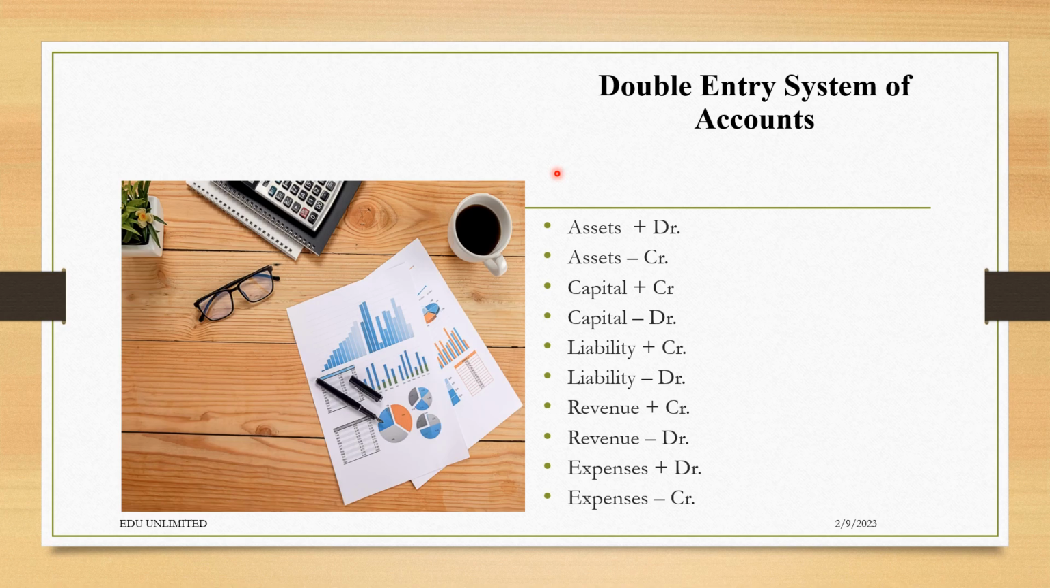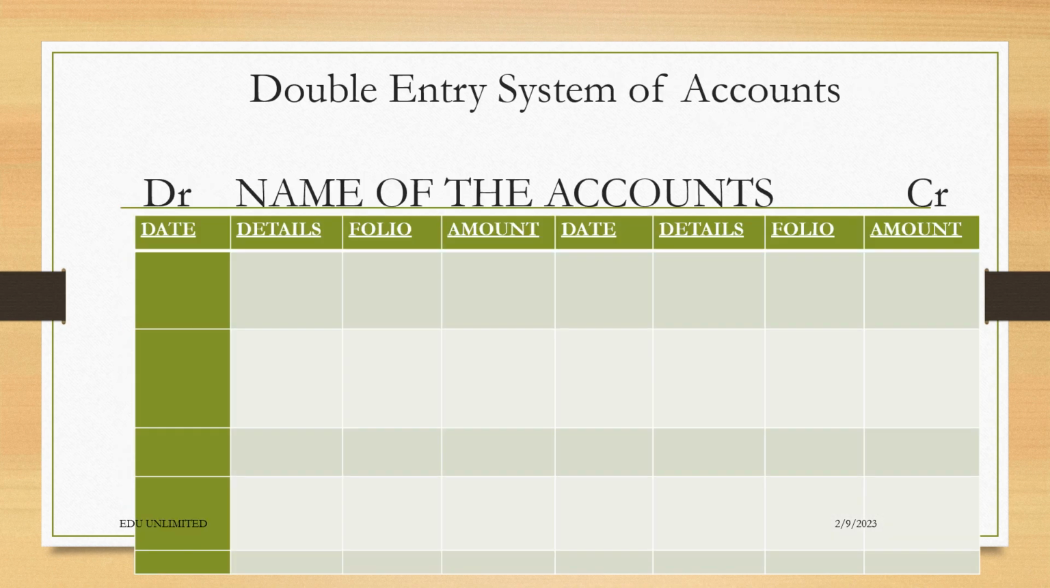Our next step, we would look at the debit side and the credit side and look at the format for the double entry system of accounts. The double entry system of accounts is normally done in various ledgers or books, so that this side of the account is called the debit side and this side of the account is called the credit side. In between the debit and the credit side, we should list the name of the account.